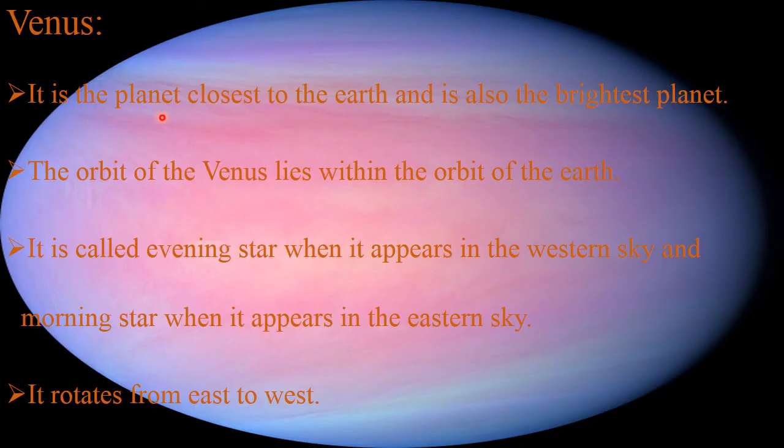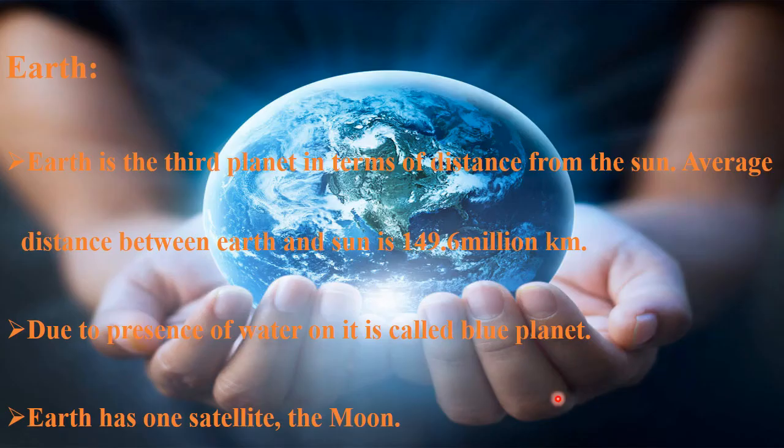Venus. It is the planet closest to the Earth and is also the brightest planet. The orbit of Venus lies within the orbit of the Earth. It is called the evening star when it appears in the western sky, and it is called the morning star when it appears in the eastern sky. It rotates from east to west. This is east and this is west. It rotates in this way, east to west. And this is the shape, or the structure, or diagram of Venus.